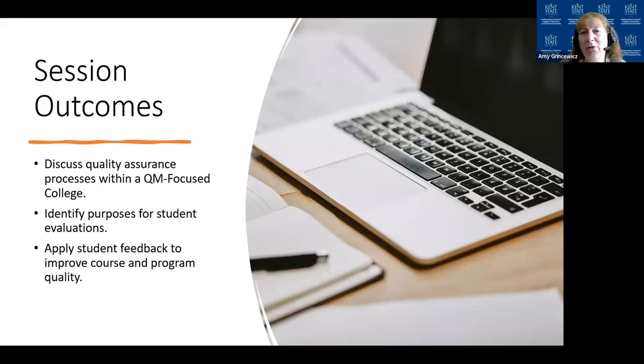We're going to talk about where the college is now with our quality assurance in place, because as you go through the presentation, it's going to be really critical to understand all of our quality assurance pieces to then understand all of the data that we've collected and how we've used it. We're going to talk about quality assurance, student evaluations, the data we've collected, and most importantly, how we've used that data to continuously improve not only our courses, but our programs within the college.